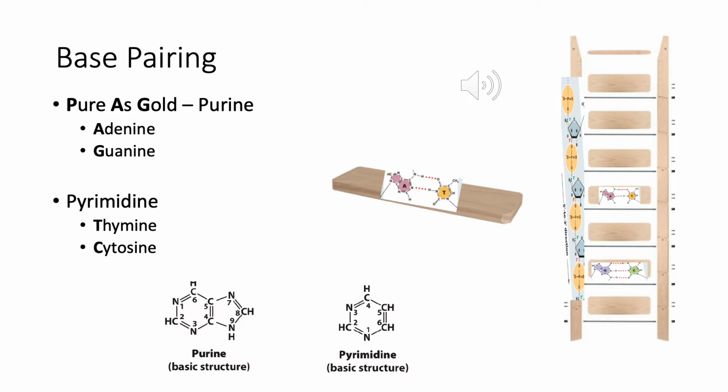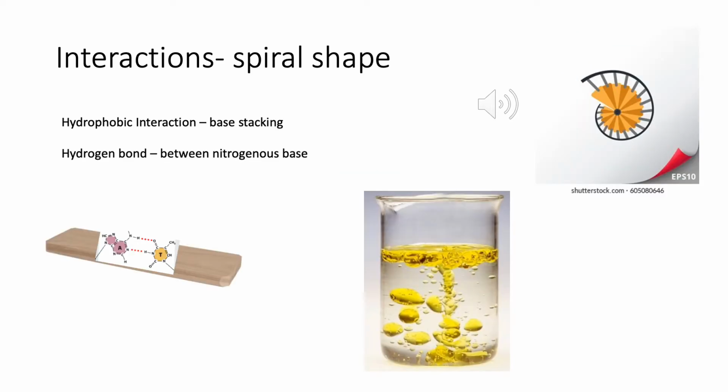Hydrogen bonds allow base pairing between purine and pyrimidine. A pairs with T and C pairs with G. The base pairing can be thought of as the steps to the staircase. It holds the two railings or backbones together. The shape of DNA is spiral. There are two forces that stabilize this structure, hydrophobic interaction and hydrogen bonding. The hydrophobic interaction is the most stabilizing.